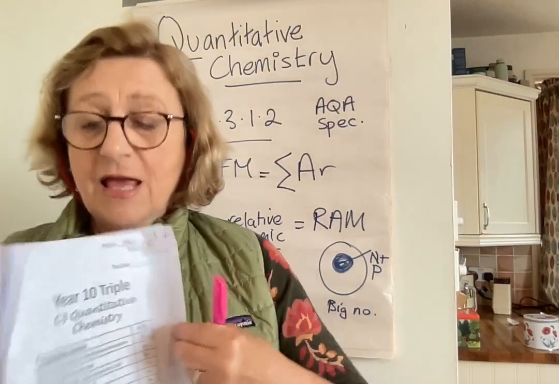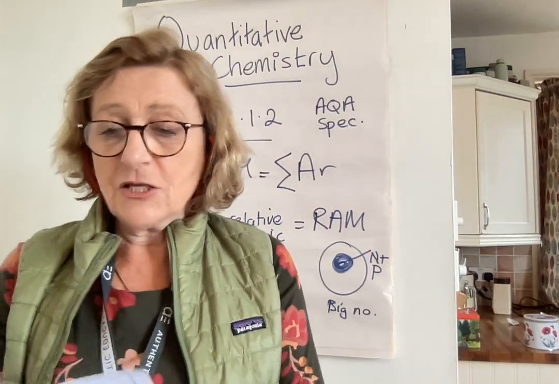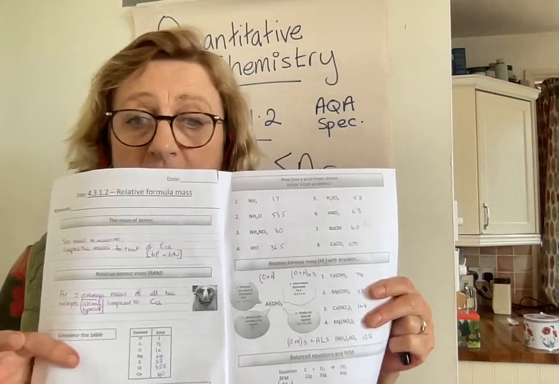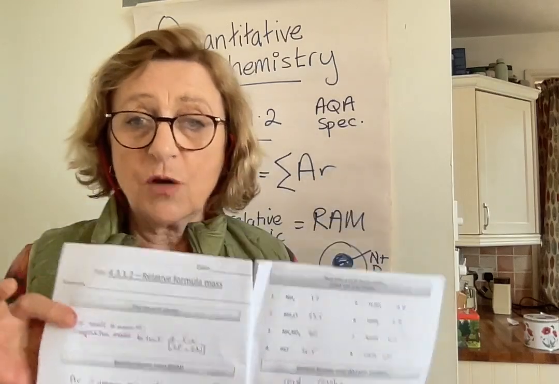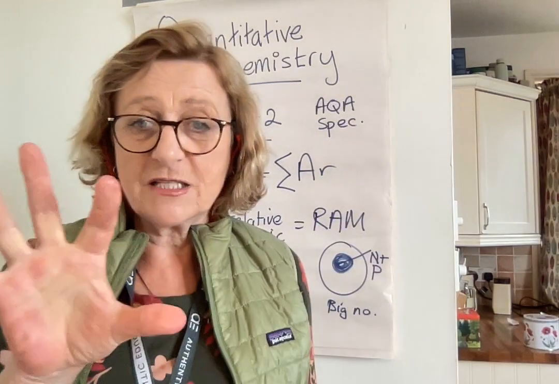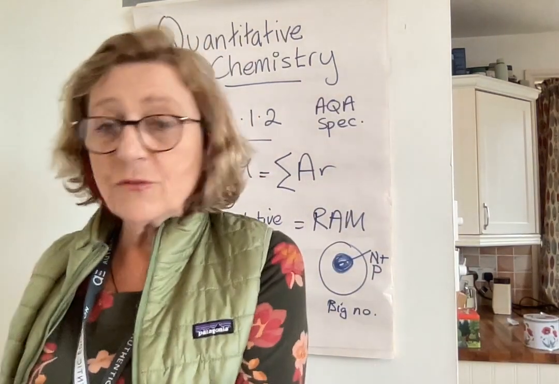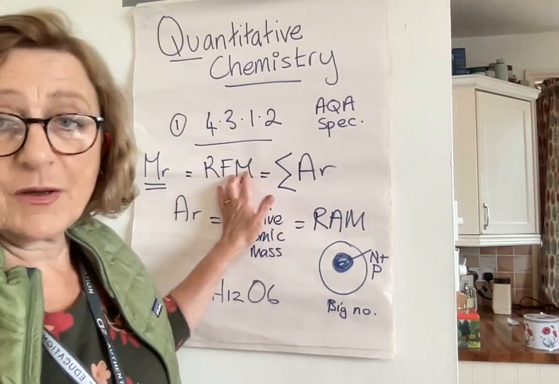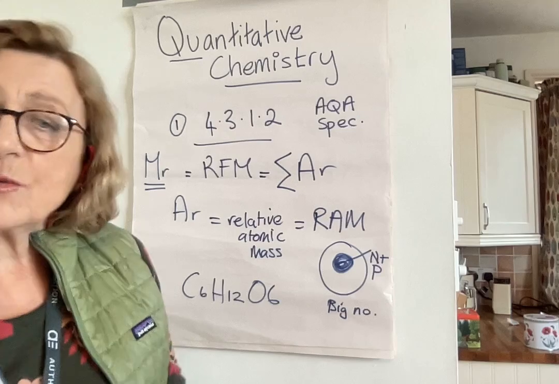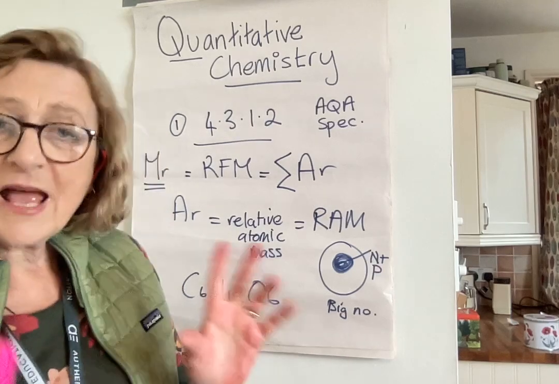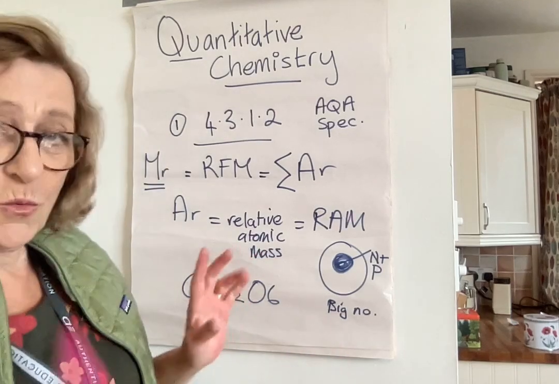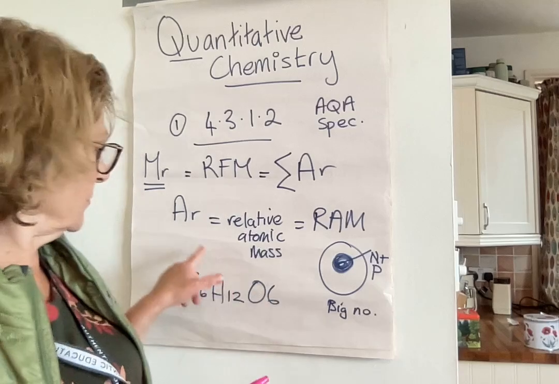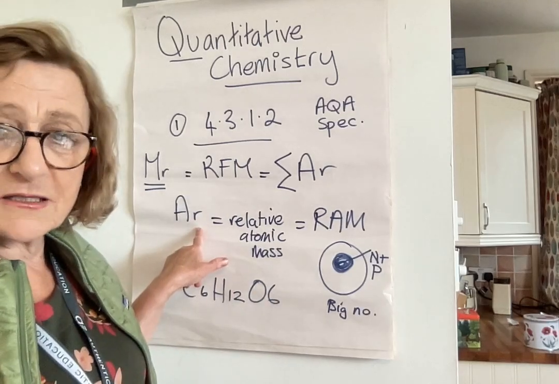So this is the first little bit, 4.3.1.2. And that's written at the top page in the booklet, okay? And that refers to one little bit of the specification. So this is number 1. What's it all about? It's about relative formulaic mass, or RFM, all right? And to understand that, we need to unwind just a little bit and recall what we already know so well about relative atomic mass, all right?